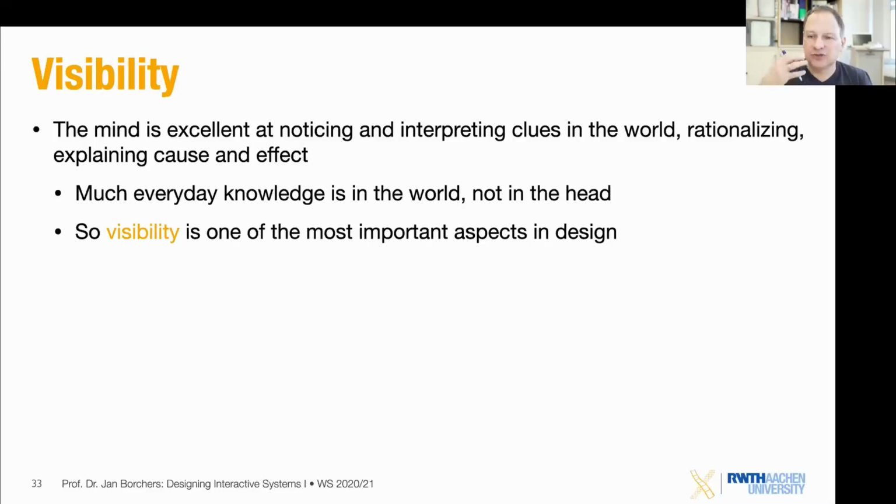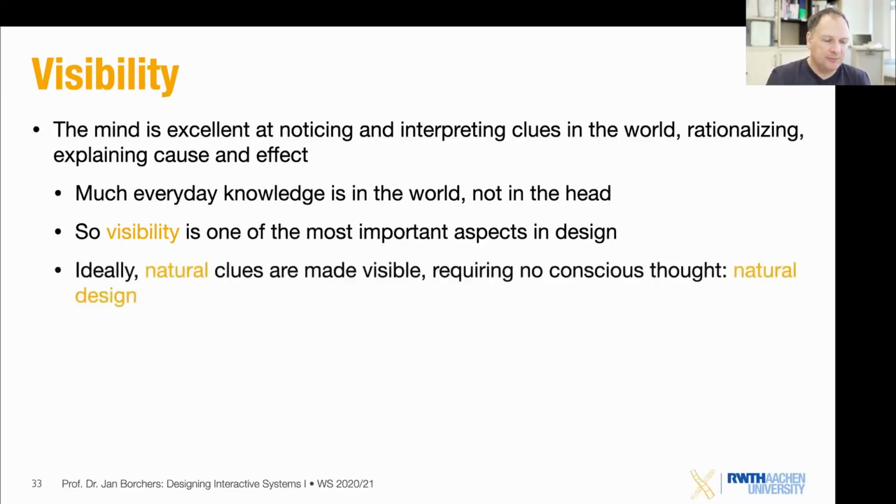I need to be able to see in the larger sense of visibility. This could also be by tactile, feeling things or something like that. I need to somehow be able to discover what the things are that I can do with an object. Ideally, you would have clues that are natural to the object and they are made visible. And I don't even need to think about what I want to do with how to use the object, right? I just pick it up and it naturally works.